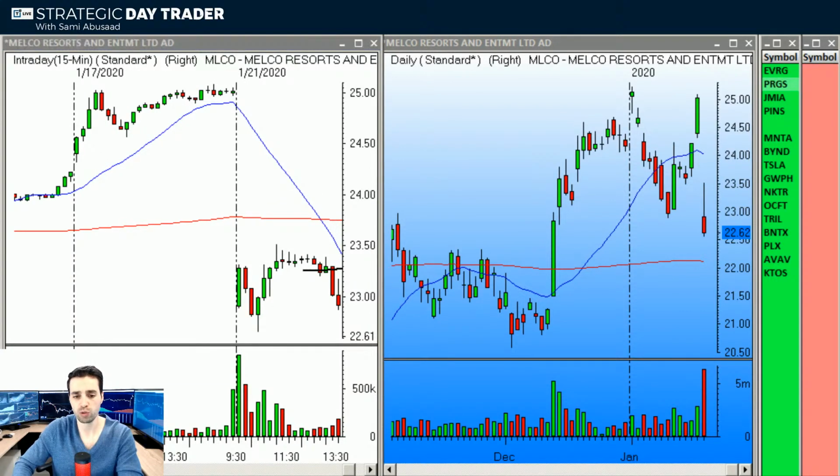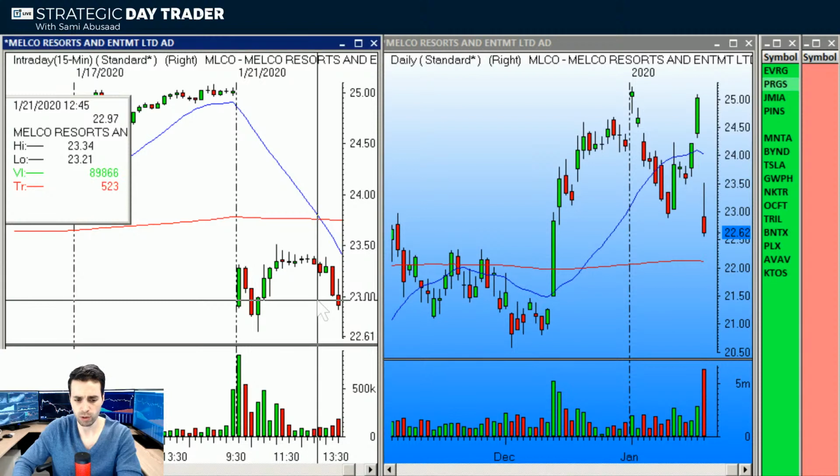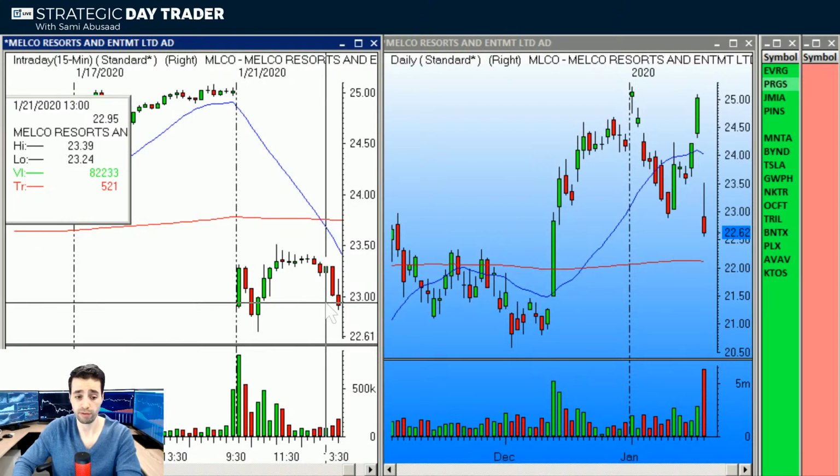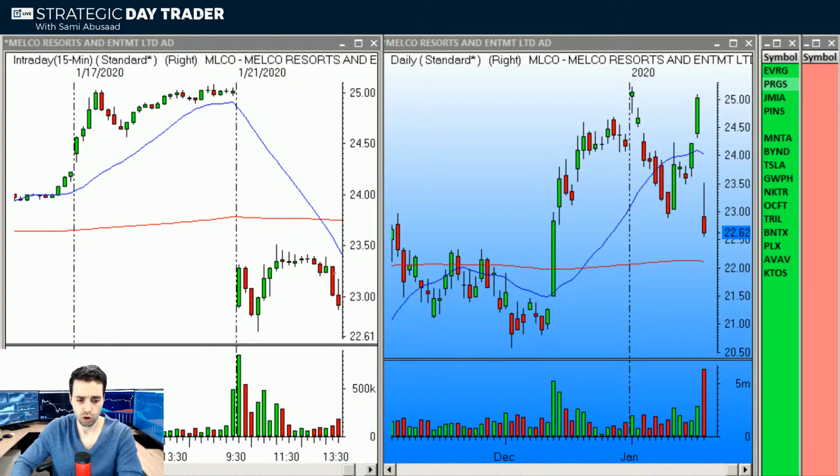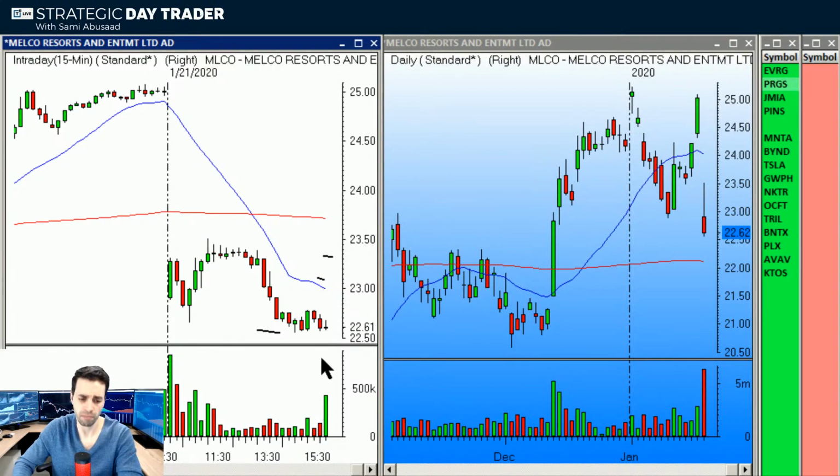So the entry for this was under 23.20, but with a stop over 23. It's 23.21. This should be 23.21. Stop over this 23.40, 23.39. So, but that was the call. So right here short, stop right here, and then target was the lows. And as you can see, it actually got to the target and more.